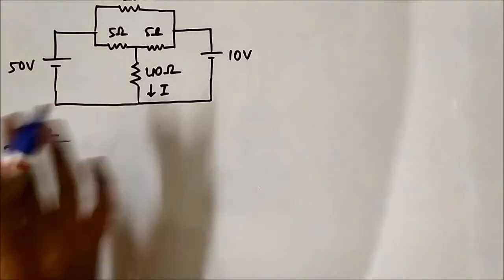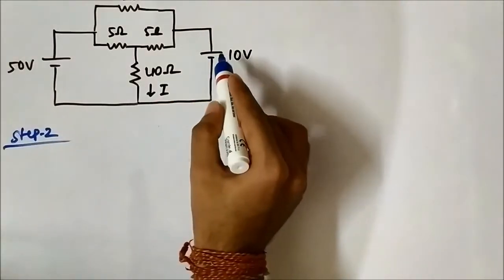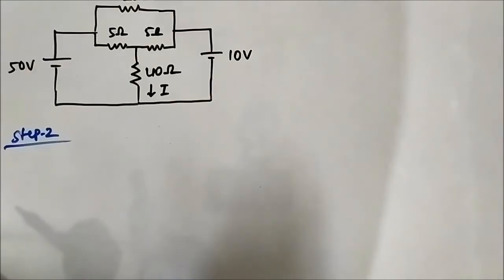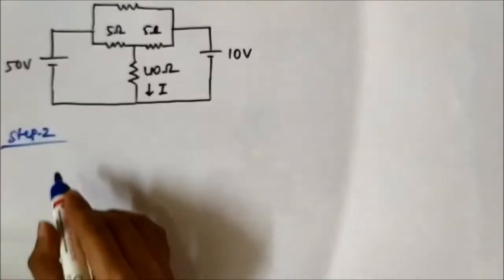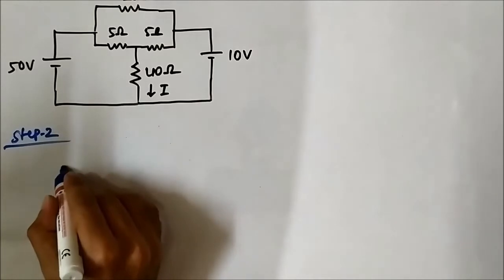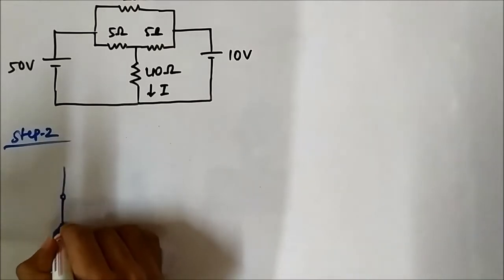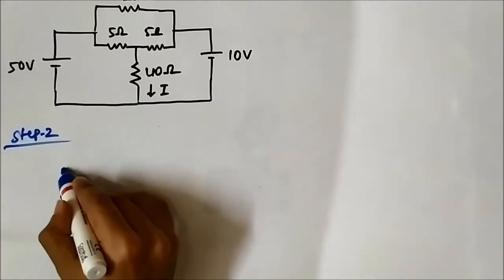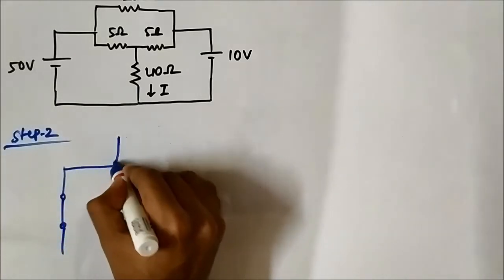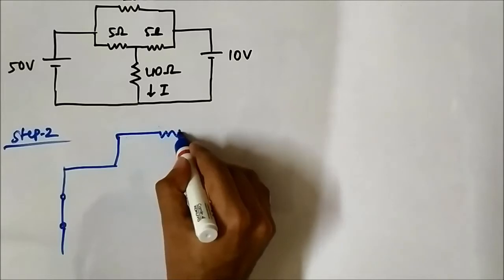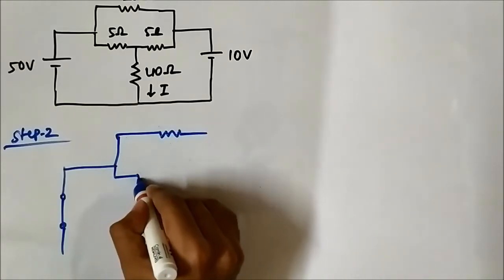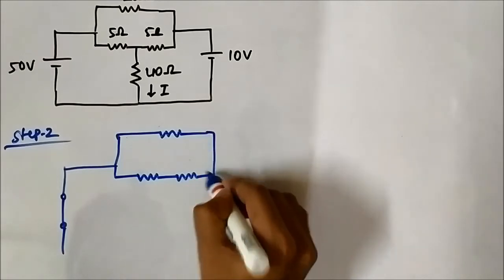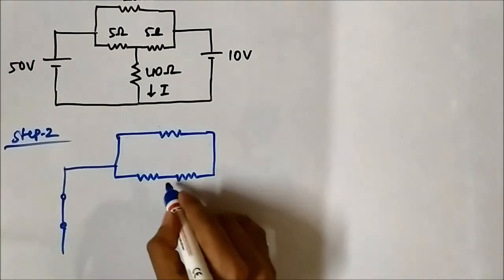So this is step 2. We have to consider the 10 volt voltage source and short circuit the 50 volt voltage source. So let us do that. So here it is, the 50 volt voltage source short circuited.